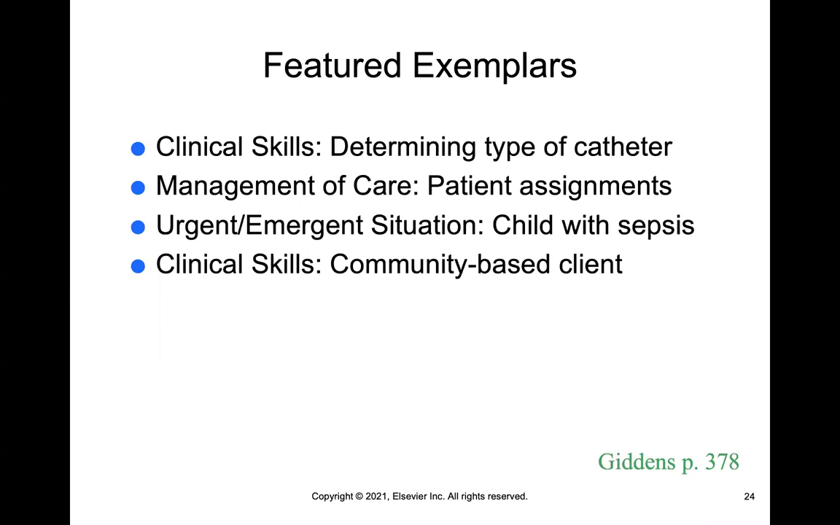Determining urgent or emergent situations. So what patients need to have attention right now and what patients can wait. Everyone will be competing for your time as a nurse. And so really being able to prioritize your patients safely is a very important clinical judgment skill. And then finally, again, clinical skills, using those hands-on type of care, and we can use that in a variety of settings. Your Giddens text gives an example of a community-based client.